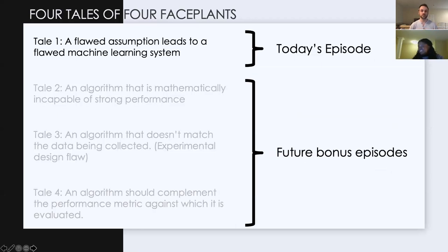And so for those of you who are worried that this sounds like a whole lot to cover today, fear not. Today, we're only going to cover tale number one. And then what I'm going to do is save the three other stories for bonus episodes. We'll just sprinkle them throughout the series.